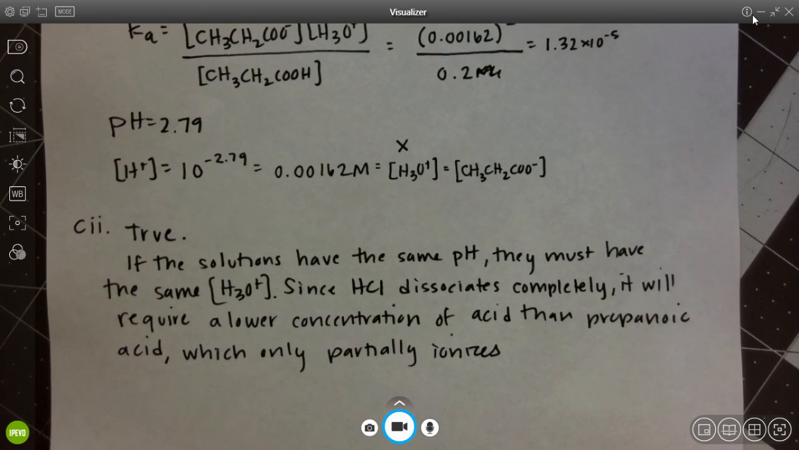If you think about it, since my acid is going to break apart 100% in HCl, I don't need as much actual acid there, because when it breaks apart, it's all acid. But I'm going to need a higher molarity of the propanoic because it doesn't break apart 100%. So to get the same concentration of ions, I'm going to need a lot more propanoic acid so that I get that H plus concentration being higher. Okay, so this is finding a Ka. If you have any questions, please make sure you get them cleared up. Otherwise, we will see you next time.